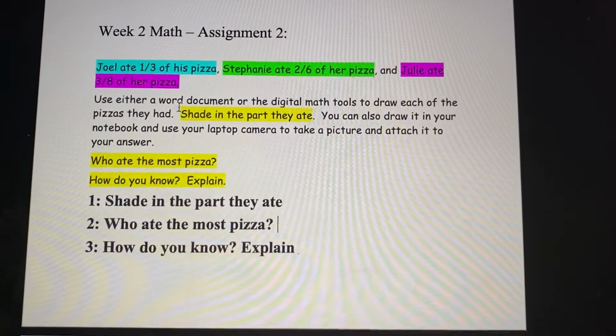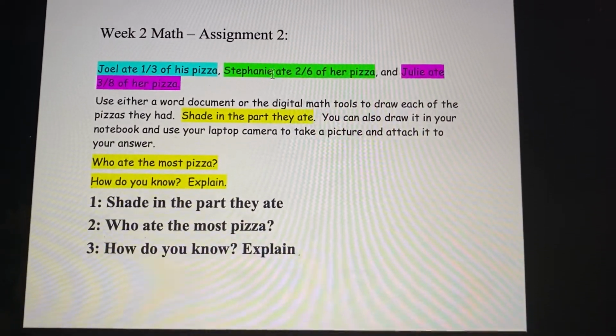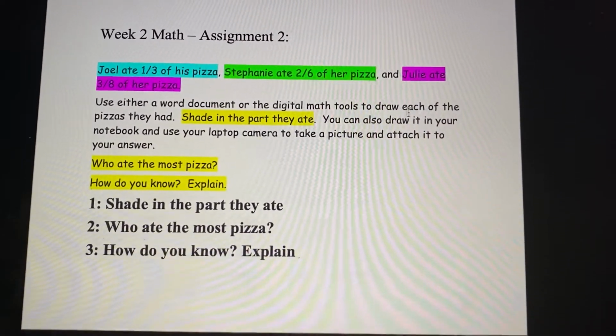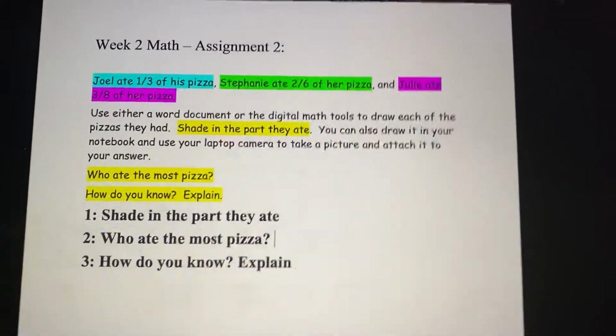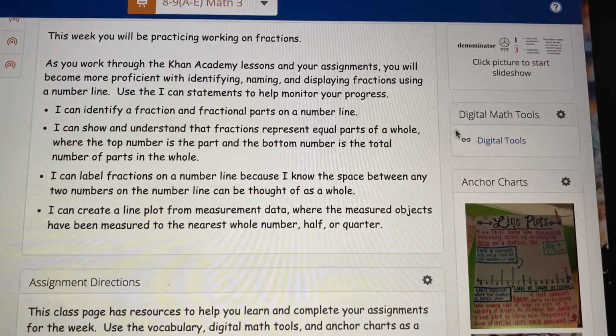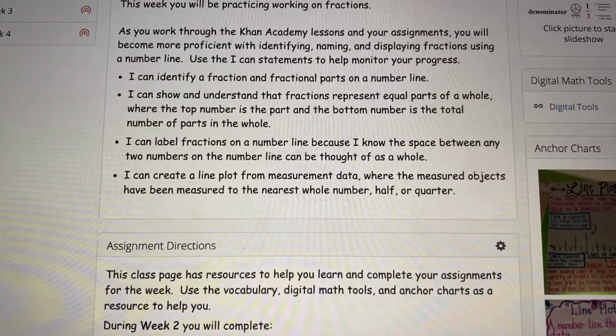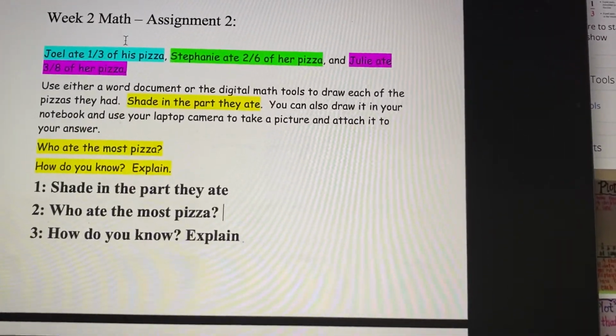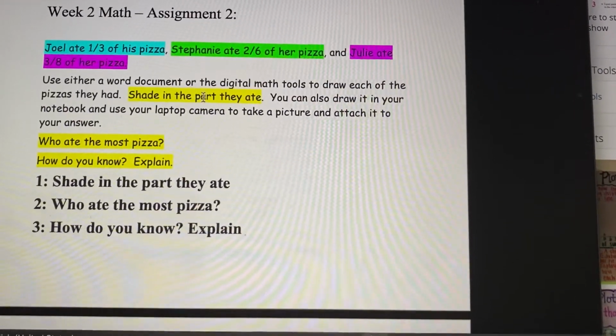Use either a Word document, which is what this is, or the digital math tools to draw each of the pizzas they had. So if we're going to go back to our digital math tools, you can find it just right here, if you want to use that. So it says shade in the part they ate.